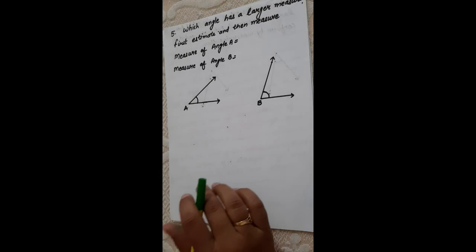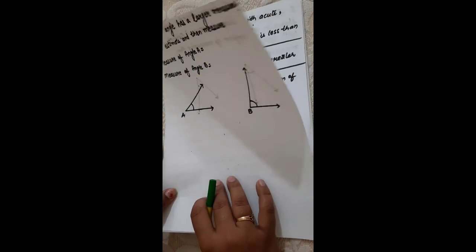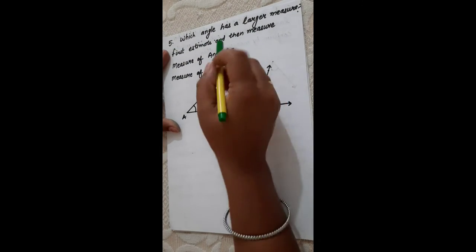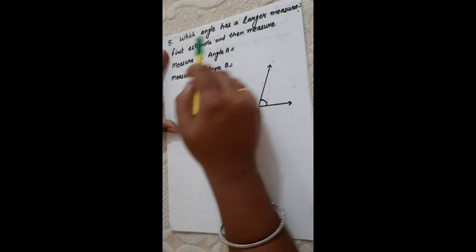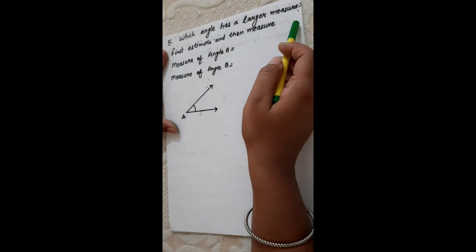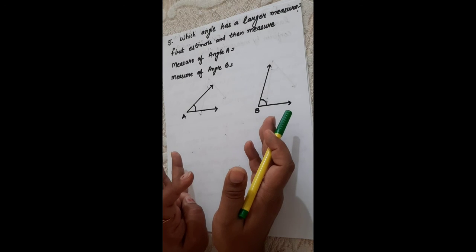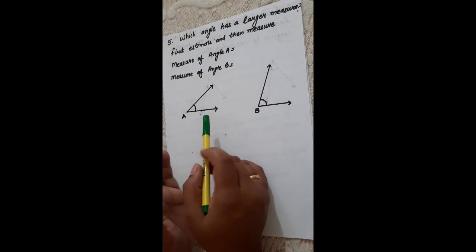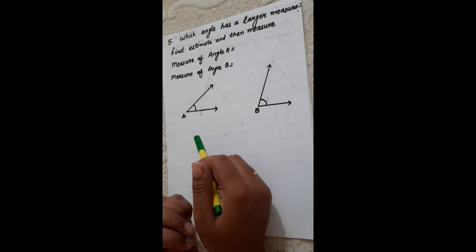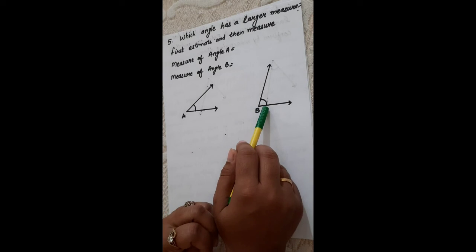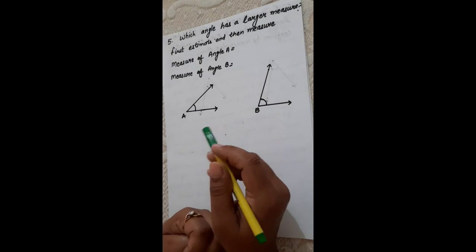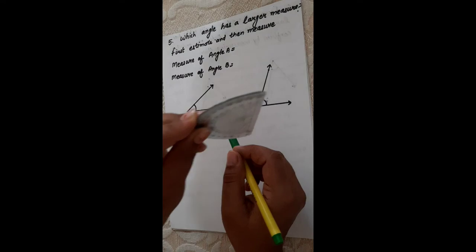So next we have question number 5. Question number 5 is, which angle has a larger measure? First estimate and then measure it. Firstly, we have to estimate which angle has the larger measure, then we have to measure. If I observe both the angles, I found that this is of larger measure, but I have to measure with the help of protractors also.